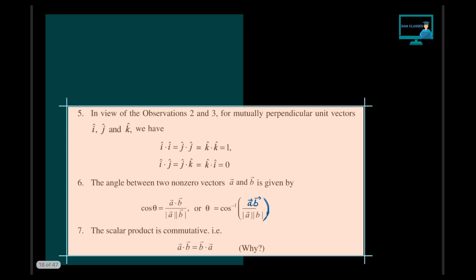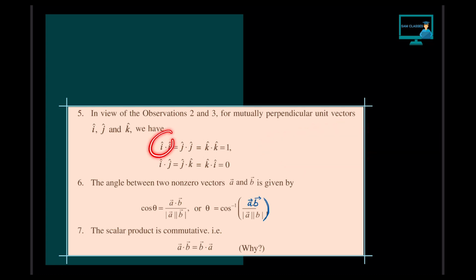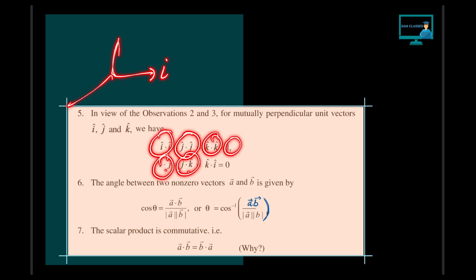Now, this one we already know. I dot I, just now I did, is mod of I into mod of I into cos of 0 degree, and cos 0 degree is 1. Everything is 1, so basically 1. So I dot I, j dot j, k dot k are 1, and we know all three i, j, k are perpendicular to each other, so in that case those products will be 0.